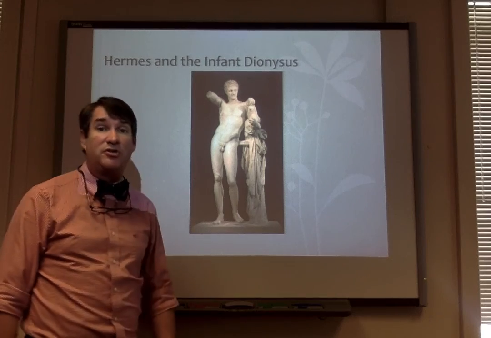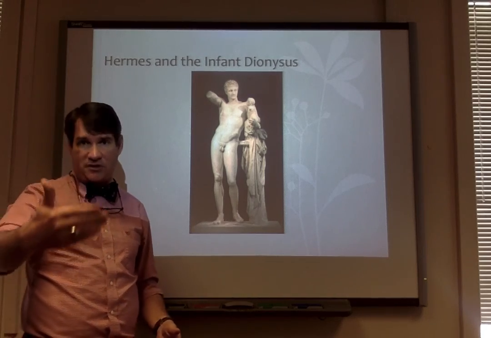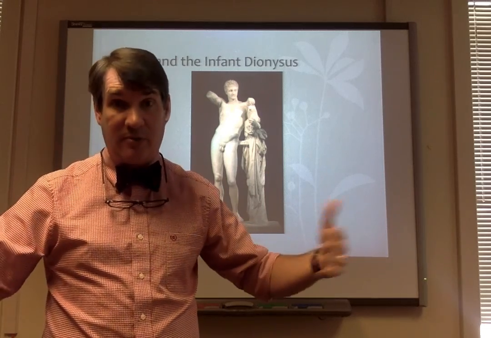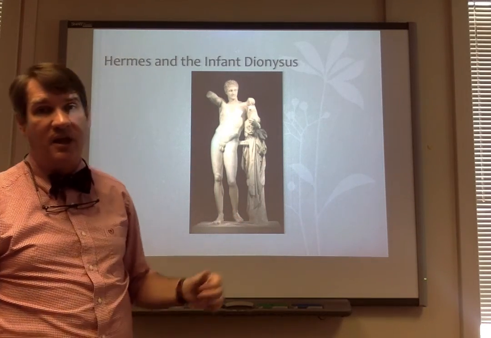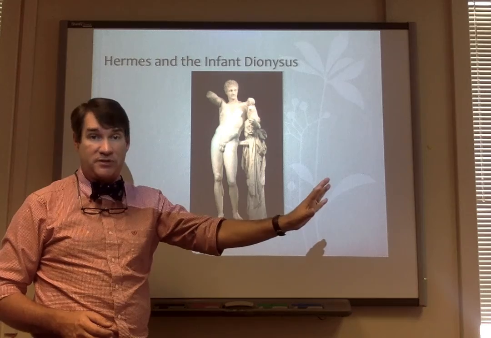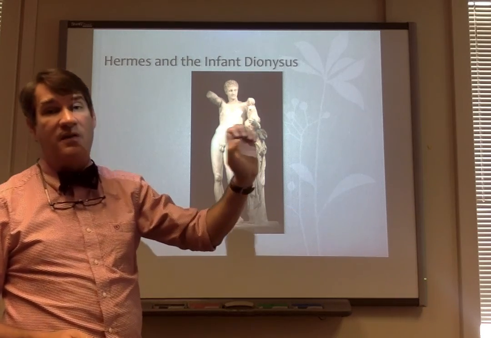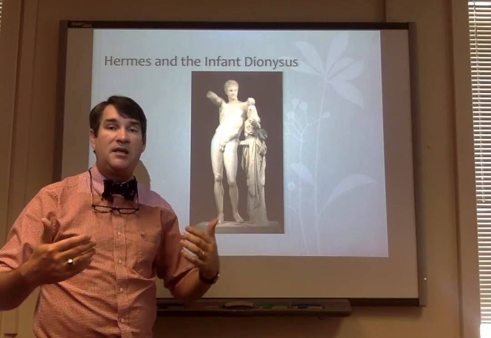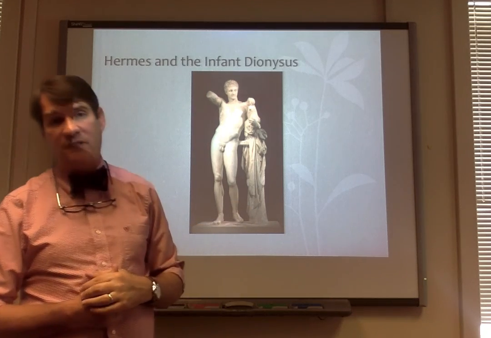Okay, now we transition to the next time. So we've had Archaic, which is the Kouros and the Kore. We've had Classical, which is the Spear Bearer and the Riace Marbles and Zeus. And now we're moving toward the third period, which is going to be known as Hellenistic, right? And this is a statue by a sculptor named Praxiteles. And he is sculpting Hermes and the infant Dionysus.